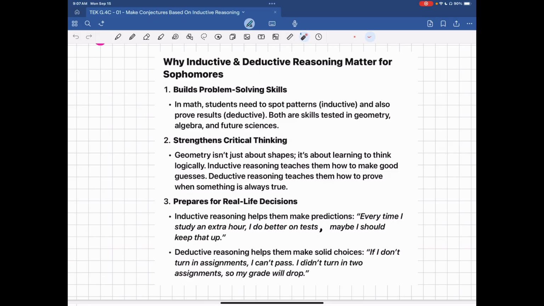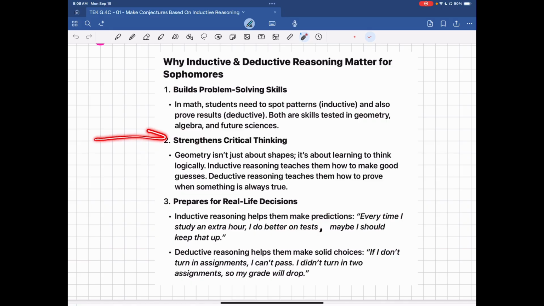So, why is inductive and deductive reasoning important for sophomores, for people who are taking geometry, for people who are alive? Number one, it builds problem-solving skills. In math, you need to be able to spot patterns, which is inductive reasoning, and you also need to be able to prove results, which is deductive reasoning. And both skills are tested in geometry, algebra, and in the sciences, okay?